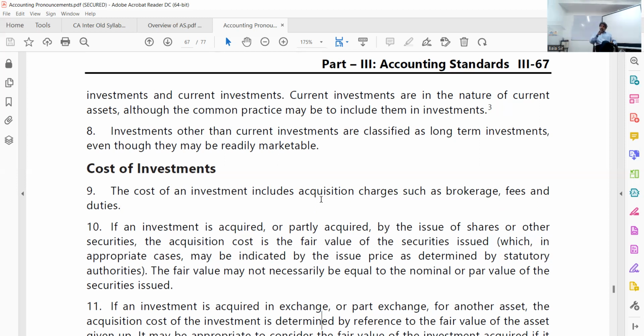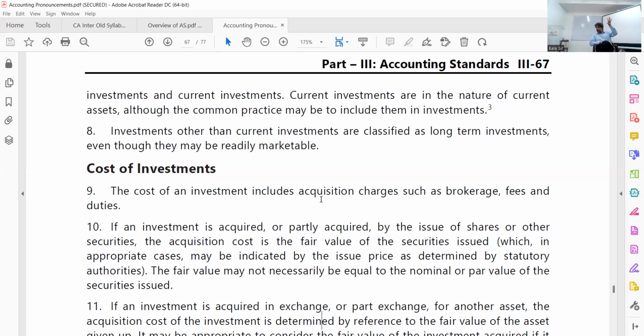Like that, at what amount should you carry forward your investments in your books at the end of each reporting period, on the balance sheet date? The carry forward amount depends on whether investments are classified as current or long term. You all get it? Yes, sir. So the carry forward amount in a balance sheet at the end of each year depends on whether the investments are classified as current investments or long-term investments.